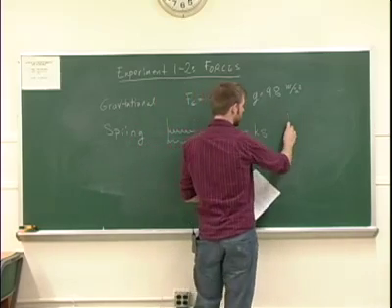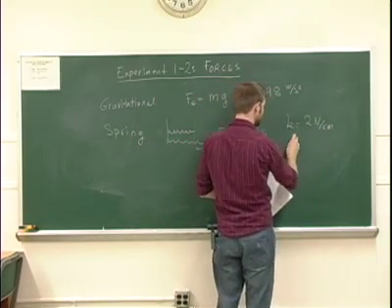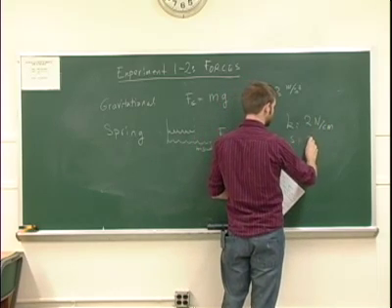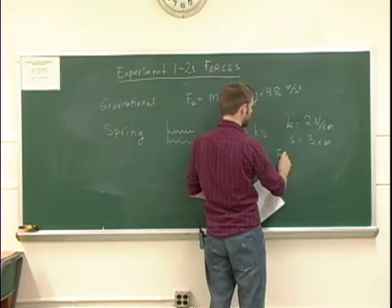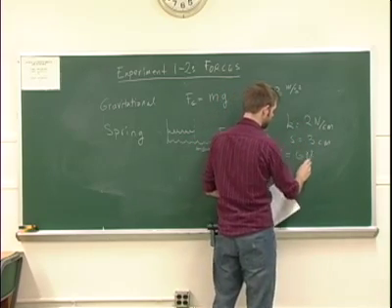So let's say I had a spring with spring constant 2 newtons per centimeter. And let's say I stretched it 3 centimeters. Well, then the force would be k times s, so in this case it would be 6 newtons.